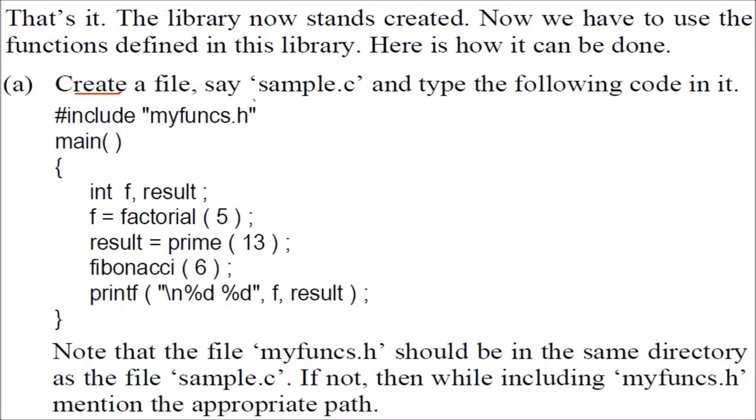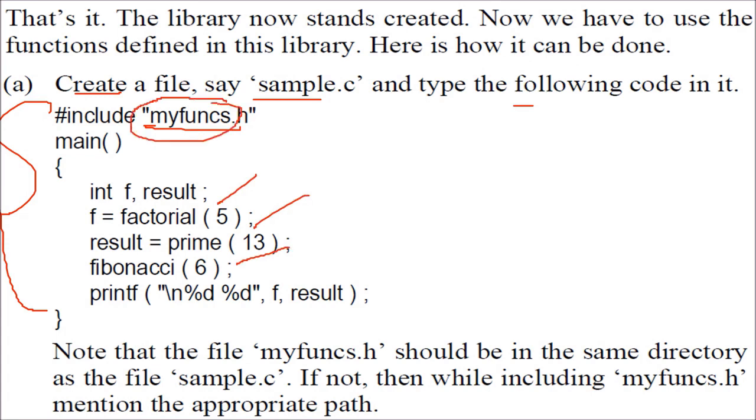Just create a file, say sample.c, and type this code. In the hash include you have given myfuncs.h, and you have used factorial, prime, and Fibonacci all by just making your own library file, right? So this is how myfuncs.h needs to be included in your sample.c, and this has to have a specific path. This will make your own library.